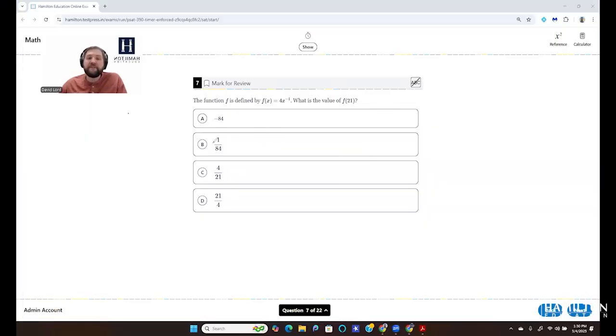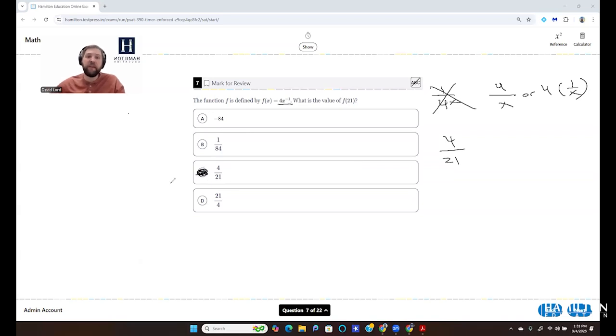The function f is defined by f(x) = 4x^(-1). That's a pretty tricky notation because it's not 1 over 4x. It's going to be 4 over x, or 4 times 1 over x. So a little tricky, but f of 21. For f of 21, we're going to plug in 21 for x, and we're going to get 4 over 21, which is the answer C.